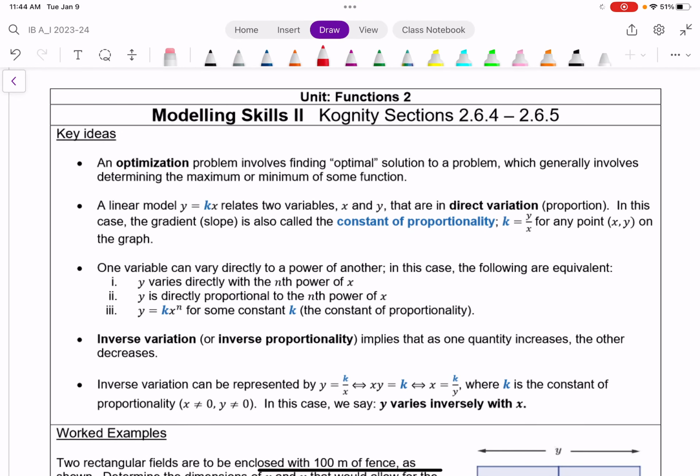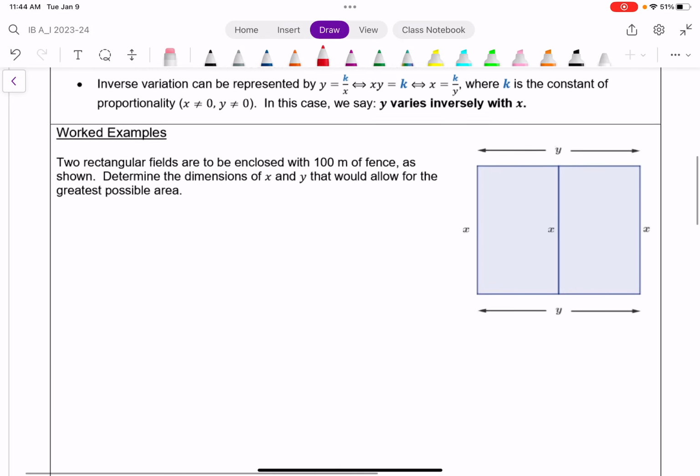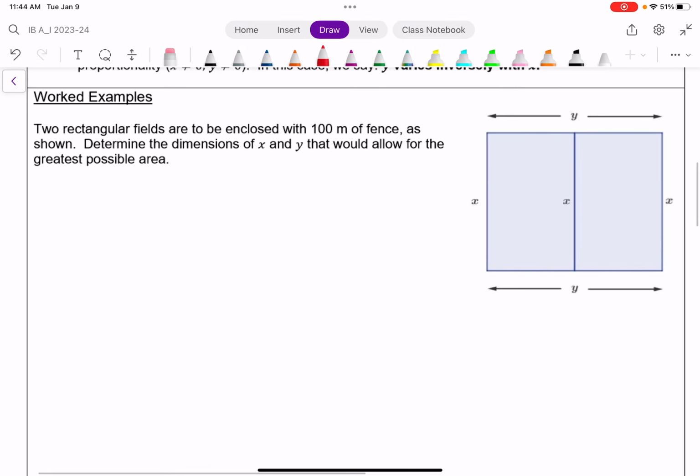So, continuing with looking at using our various functions to model functions, I want to start with talking about what we call an optimization problem. An optimization problem is when we have a scenario in which we try to find the optimal solution, the best solution, quite often the largest or the smallest, depending on what the context is.